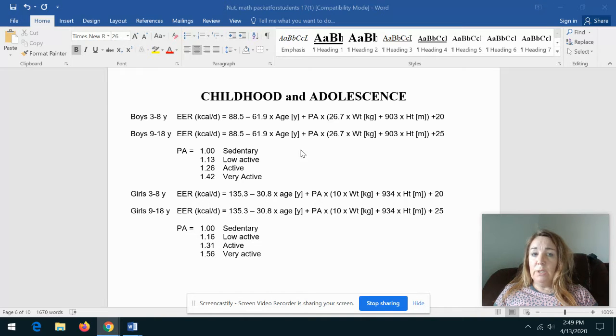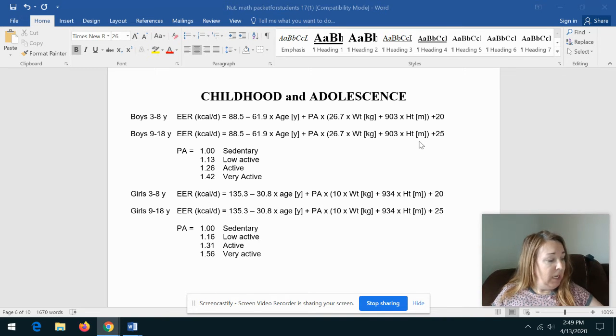We need to get their weight into kilograms and their height into meters. So this is a change because with using Mifflin St. Jeor and Harris Benedict, we're used to height in centimeters. So this is an area that many students will make a mistake on. So I just wanted to point that out with you. Remember our order of operations from math in high school, and we're going to want to complete everything within the parentheses first.